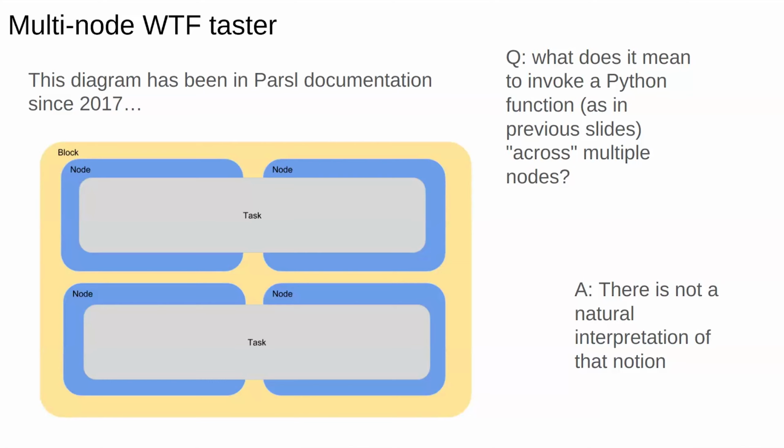running across multiple nodes. So question, who's going to tell me what it means to invoke a Python function across multiple nodes, right? Every time this comes up since 2017, which is coming up to a decade ago, there is a lot of awkwardness. And that's because there isn't really a natural interpretation of that notion. What's happening is people are overlaying their own different model of what a task is that isn't what I just said. And if you pick a different meaning for the word task, then this makes sense. Okay.